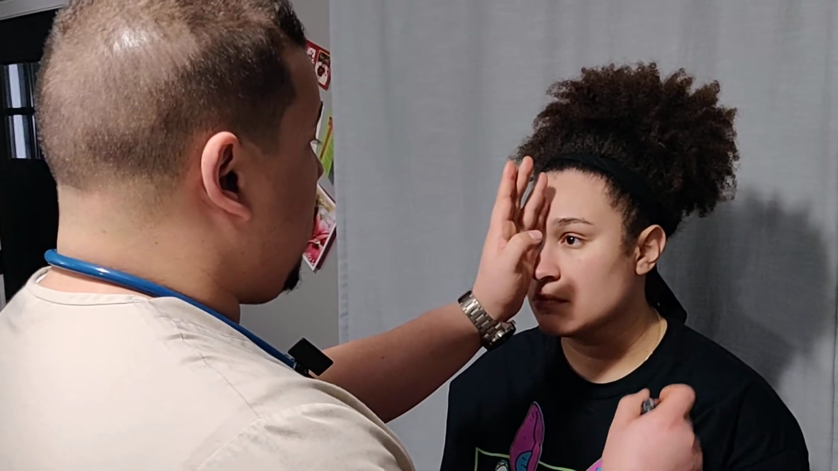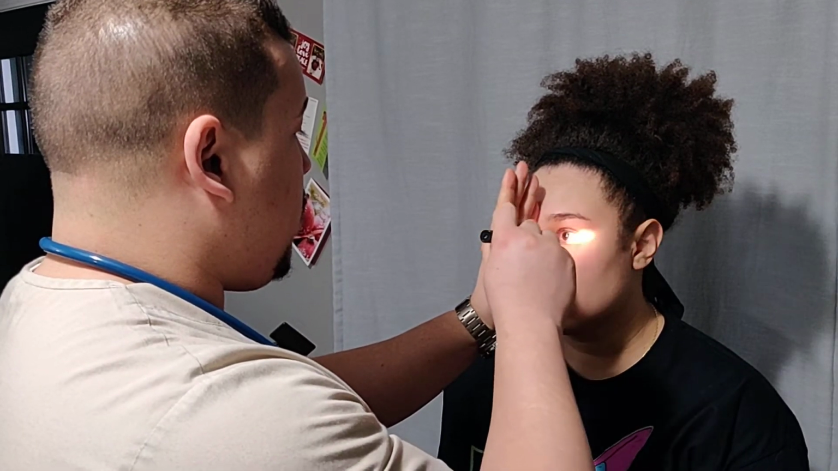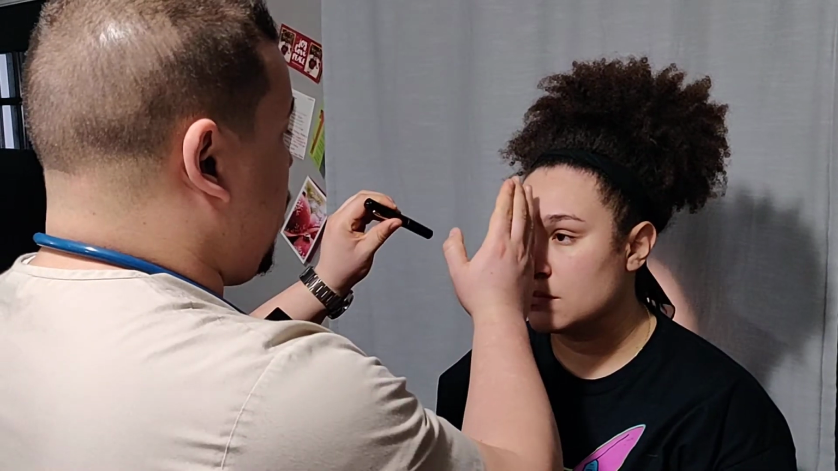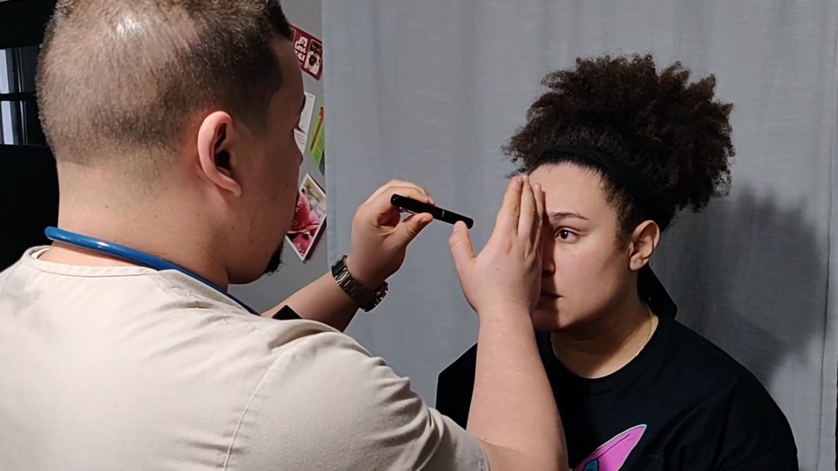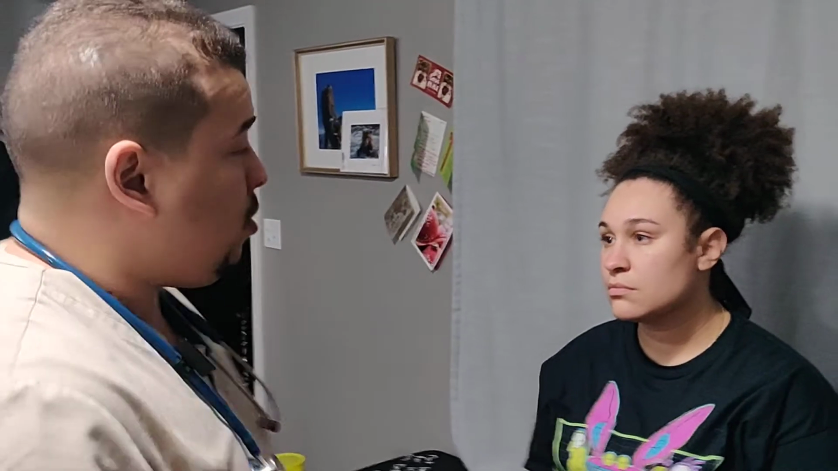Again, no swelling. So what I'm going to do for this test is I'm going to shine a light in each eye individually, and that's checking for the reaction of your pupils. Your pupils in the presence of light should constrict, and then dilate in the presence of less light. So looking at me, I'm just going to cover one side and shine my light here, checking for constriction of the pupil, which she does have appropriately on the left side, and appropriately on the right side. So she has an equal reaction bilaterally to the presence of light.